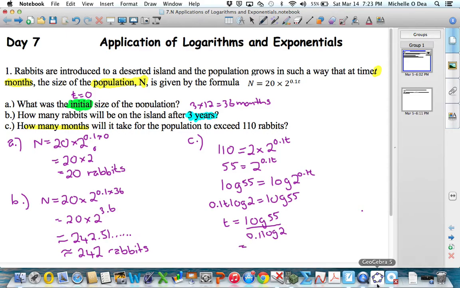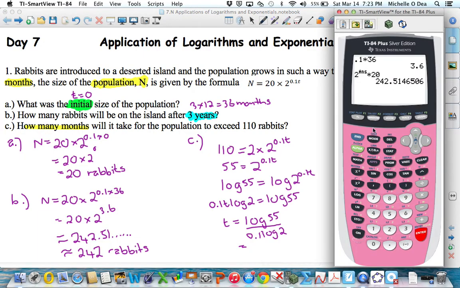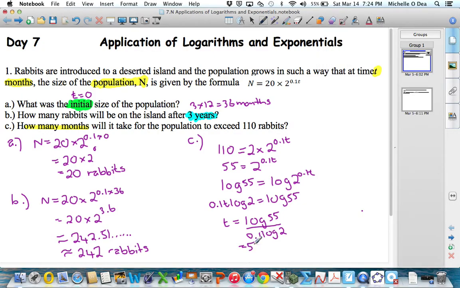So, calculator. Let's get rid of this so it doesn't confuse us. Let's put it in as a fraction so we can put it in as we've written it. Remember that's alpha y equals enter. And then we're going to have log 55 on top. And then on the bottom we'll have 0.1 log 2. Enter. So we get 57.81 etc. So 57.81.